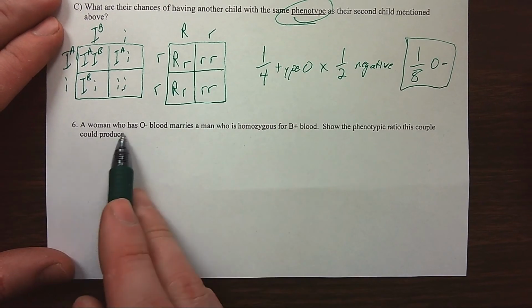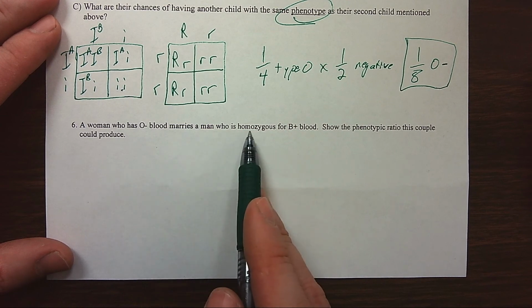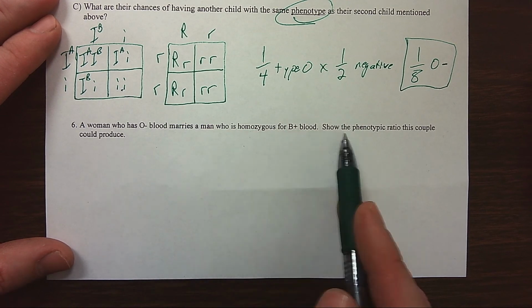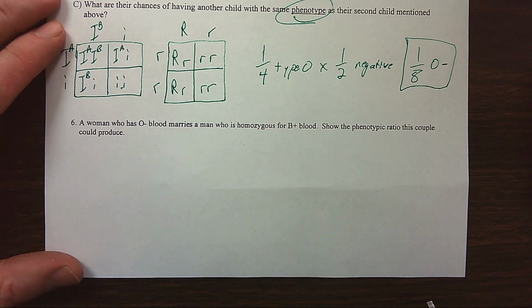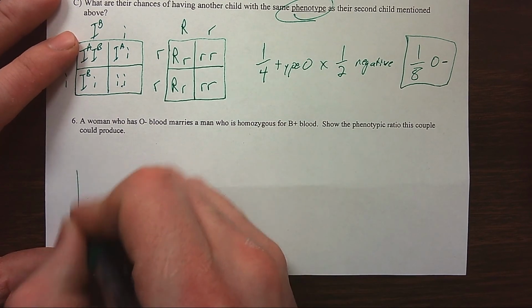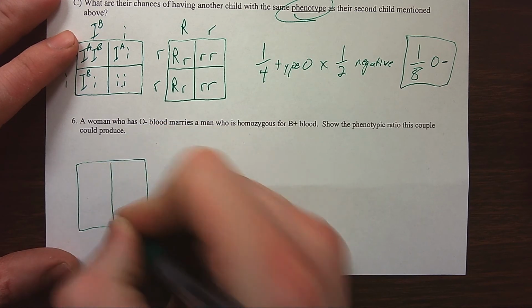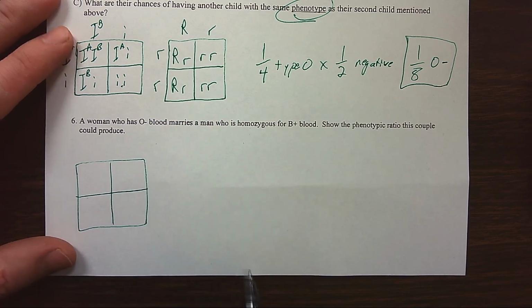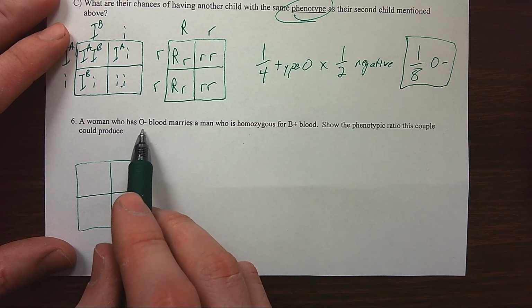Okay, number 6. A woman who has O negative blood marries a man who is homozygous for B positive blood. Show the phenotypic ratio this couple could produce. All right. Here we go again, another dihybrid cross. I know you're probably getting tired of these, but practice makes perfect. All right, O negative, we've seen this a lot today.